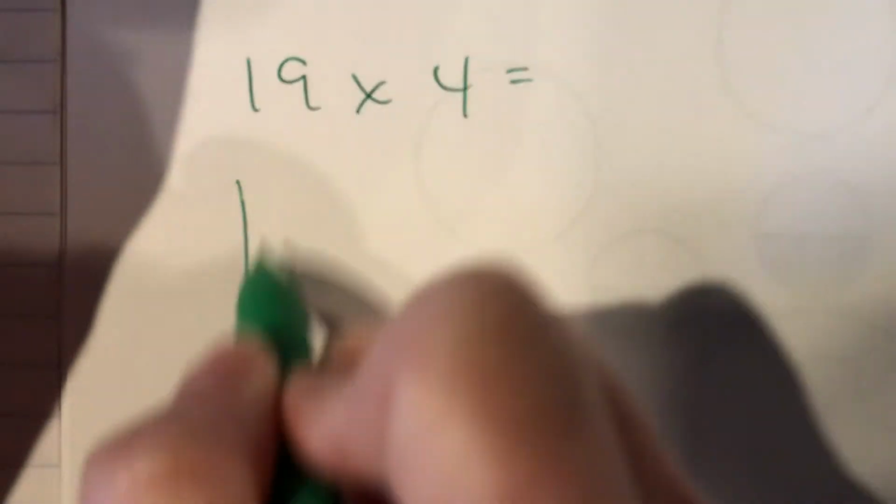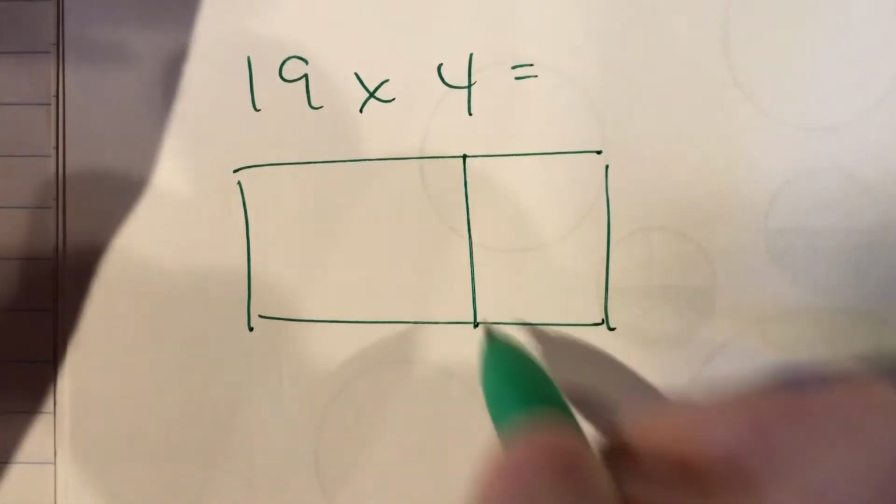We're almost there. 19 times 4. Use the area model. Solve it. Press play when you are done.